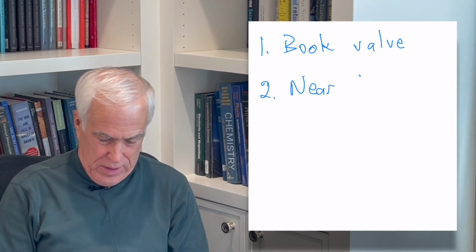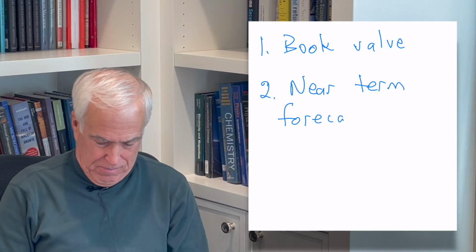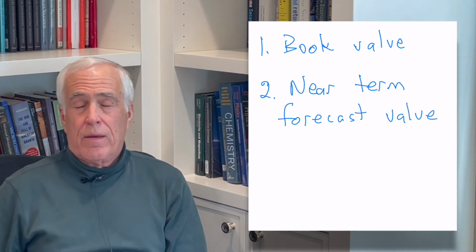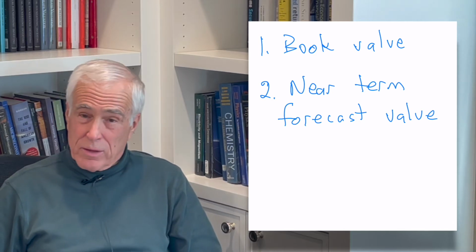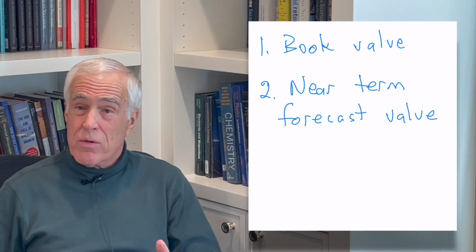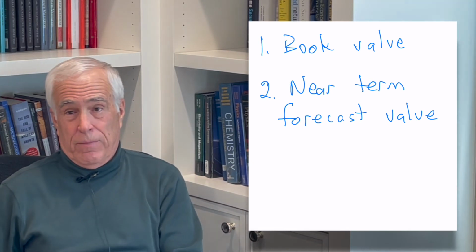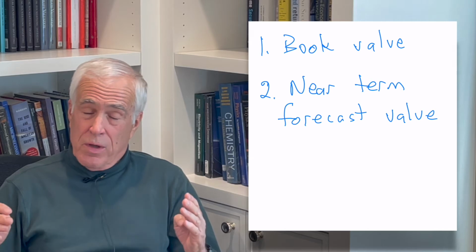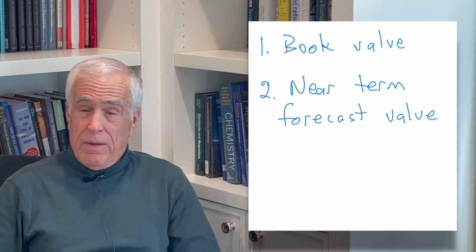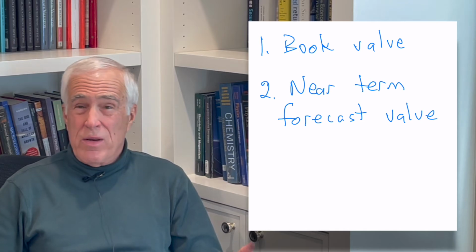is what we call the near-term forecast value. And here's how we calculate that. It's a little tricky. We begin with analyst forecasts for both the current year, we'll call that year one, and the year following, year two. We then take next year's forecast earnings, net of the cost of capital, and we discount that back to present value using a reasonable discount rate, usually about 6%.